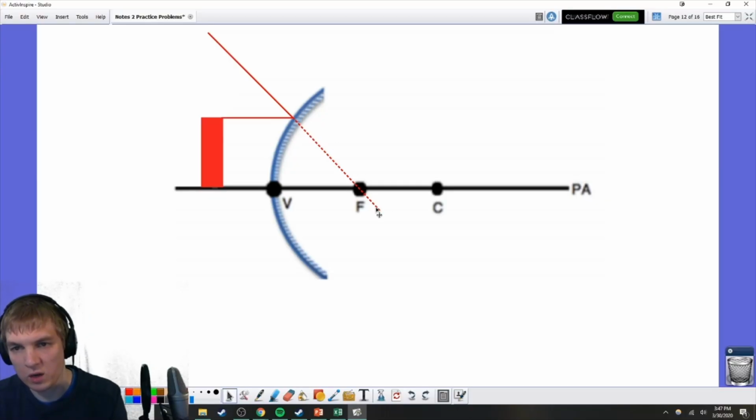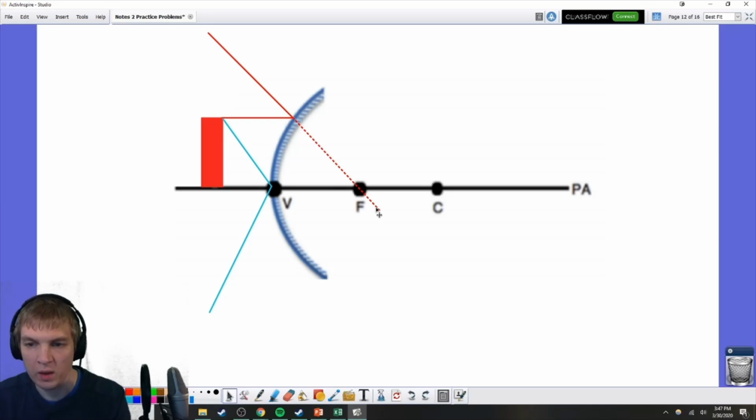And then we draw another line going from the top to the center of the mirror, and then it bounces off at the same angle. And then for this one, we can actually draw the imaginary line of the reflected ray going all the way through. And then at that intersection, that's where we're going to draw a rectangle. So the rectangle actually looks like this.